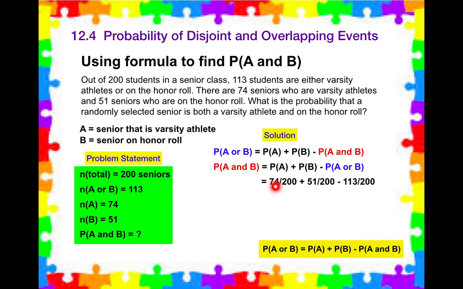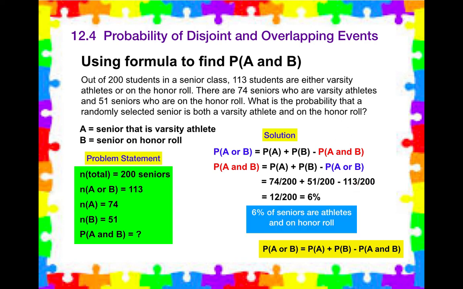The probability of being a varsity athlete is 74 out of 200. The probability of being on the honor roll is 51 out of 200. And the probability that they're either a varsity athlete or on the honor roll is 113 out of 200. And when we calculate all this out, we get that 12 out of 200 are seniors that are athletes and are on the honor roll, by just using this equation.